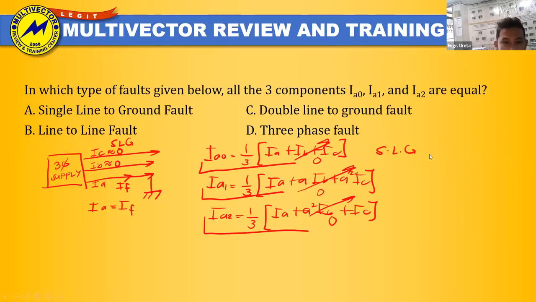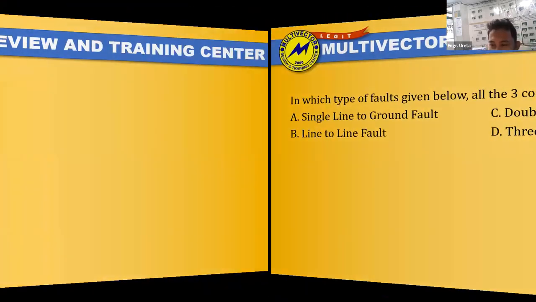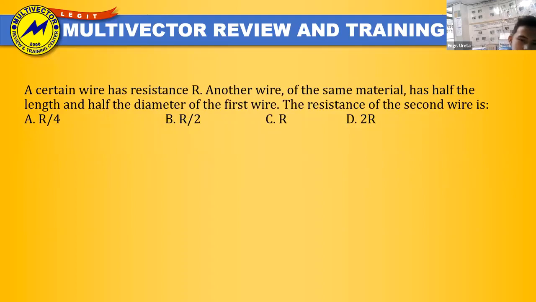Next problem is 51. A certain wire has resistance R. Another wire of same material has half length and half diameter. The resistance of the second wire is blank. So meron daw tayong original wire. For this particular wire, we have a resistance R1, which is just equals to R. Para yung sinabi ko sa problem, yung original resistance natin is represented by R. So meron tayong original length L1 and meron din tayong diameter D1.